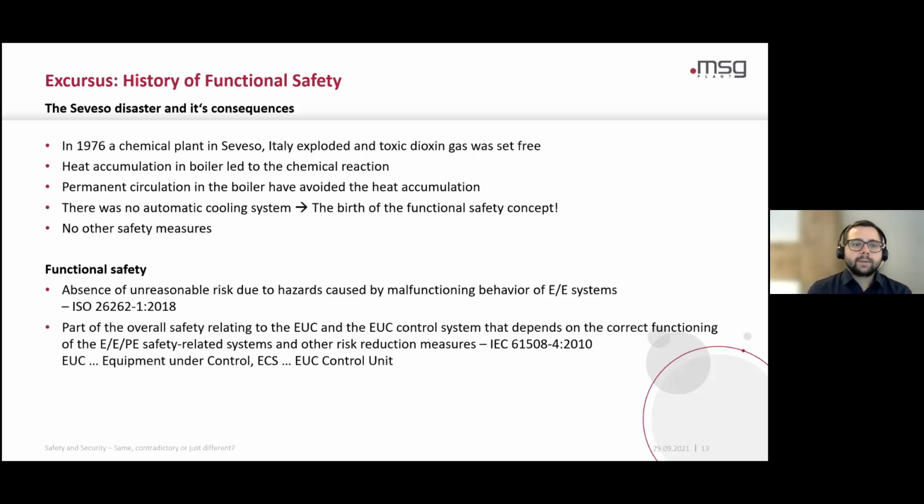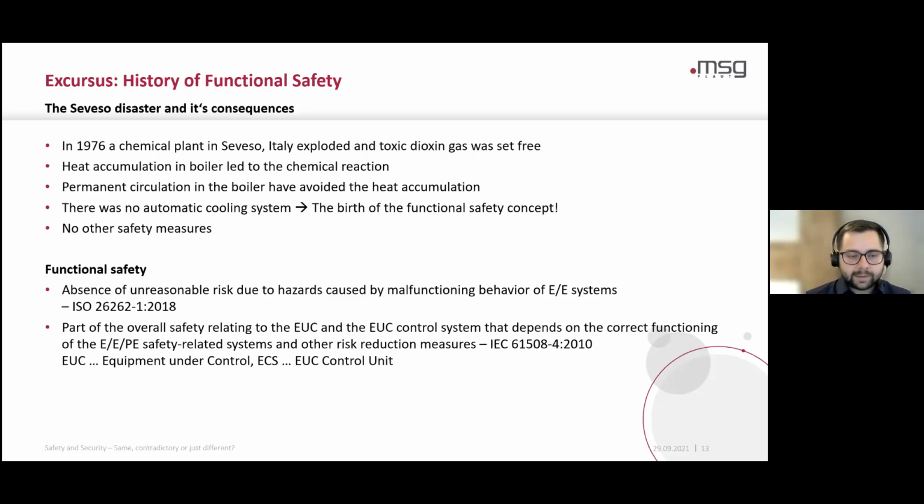But what is the history of functional safety? Why is it defined like it is? In 1976, there was the Seveso disaster in Italy, where a boiler exploded and toxic dioxin gas was set free. The explosion was due to a heat accumulation in a boiler that led to a chemical reaction and later also to pressure accumulation. What would have avoided the explosion would be a permanent circulation, a mixer that would turn over the heat in the system, but there was no automatic cooling system. And this was the birth of the functional safety concept.